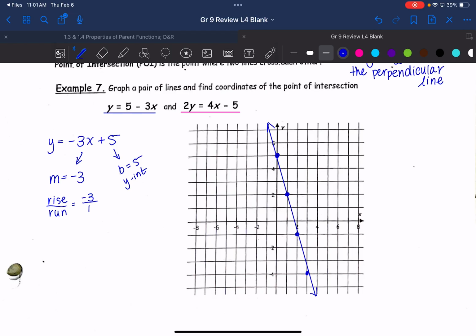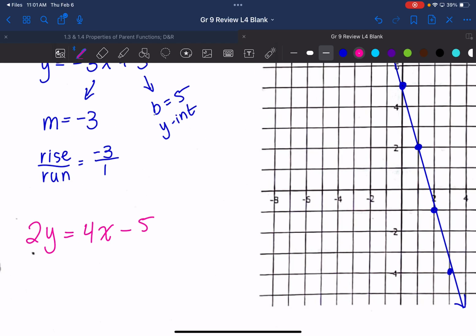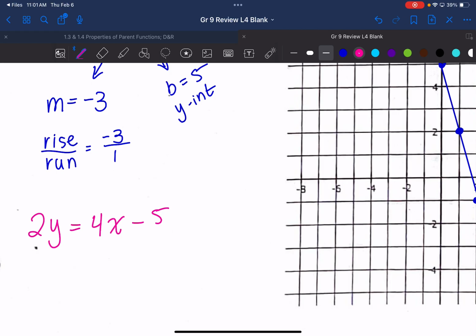Was this okay, plotting it and doing rise over run? Yeah. Coolio. The second one, you see, it's kind of close to y equals mx plus b, but I've got that coefficient in front, which I do not like at all. I need it to just be y. So how do I get rid of that 2? Divide. I have to divide it out, exactly. So everything's getting divided by 2.